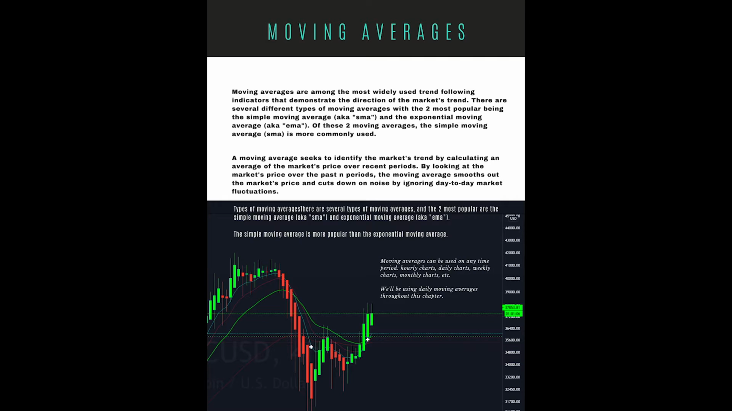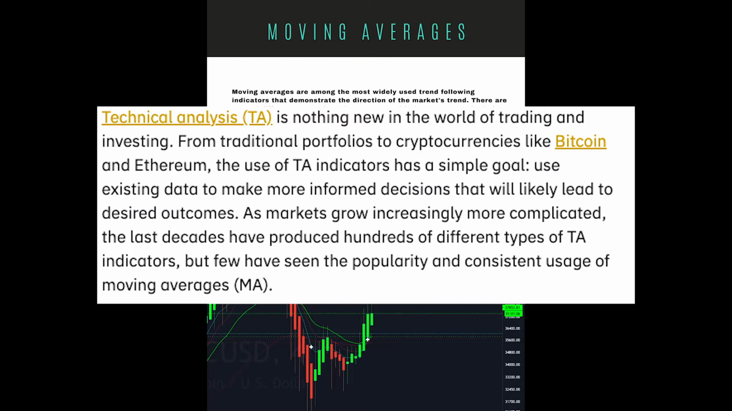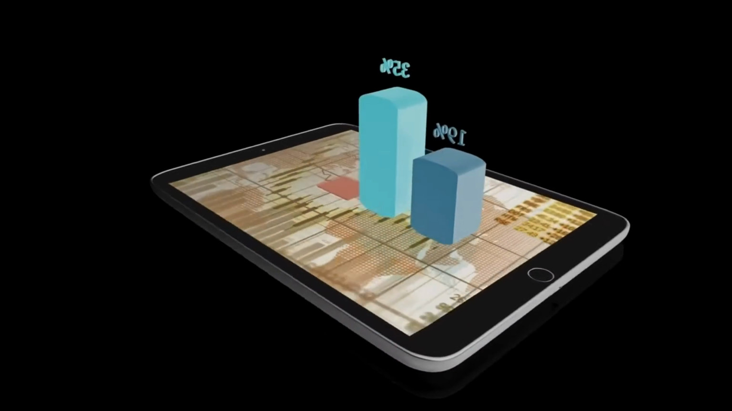This video is going to be all about moving averages. So moving averages are pretty important in any trader's strategy. From traditional portfolios to cryptocurrencies like Bitcoin and Ethereum, the use of technical analysis indicators has one simple goal. That is to use existing data to make more informed decisions that will likely lead to desired outcomes. As markets grow increasingly more complicated, the last decades have produced hundreds of different types of technical analysis indicators, but few have seen the popularity and consistent usage of the moving average.